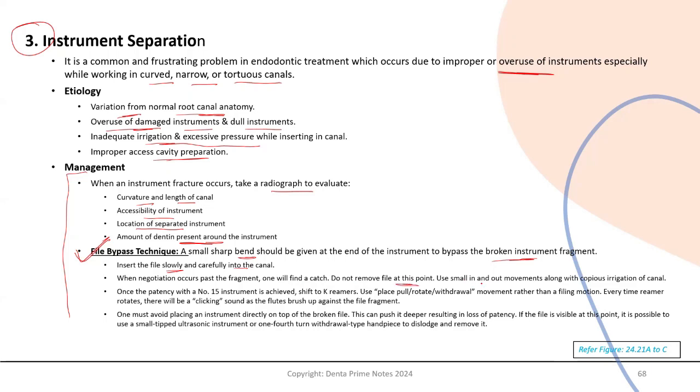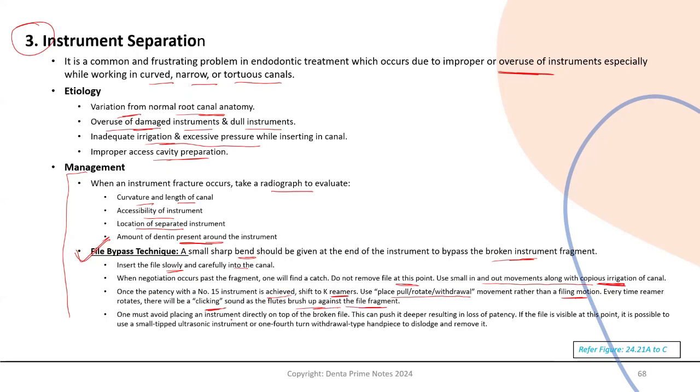Use small in and out movements along with copious irrigation of the canal. Once patency with the number 15 instrument is achieved, shift to a K-reamer. Use a pull, rotate, and withdrawal movement rather than a filing motion. Every time the reamer rotates, there will be a clicking sound as the flutes brush against the file fragment.